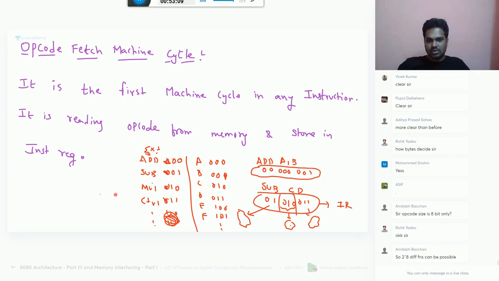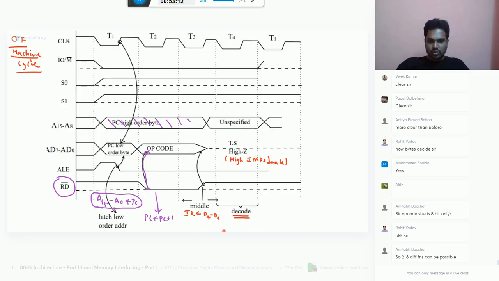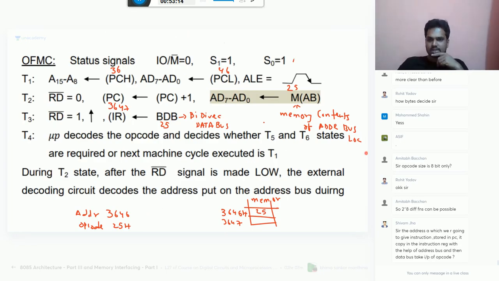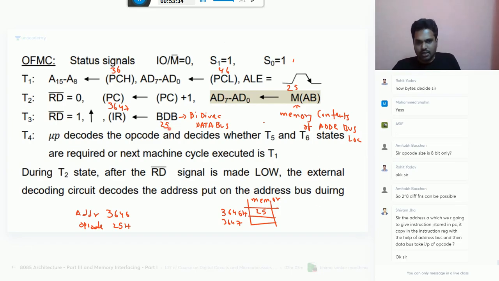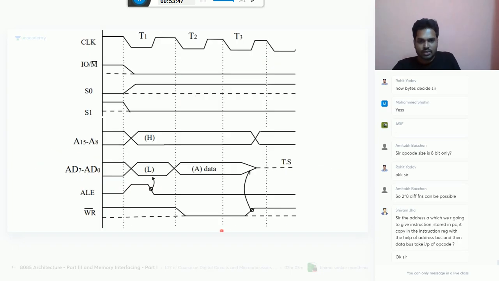Different instructions are possible. So let's go further. The address at which we are going to give the instruction is stored in the PC. It is copied into the instruction register. The address in the program counter will be given to the address bus. The address bus will come to memory. Memory will be given to the data bus. The data bus will give it to the instruction register. That is the job.